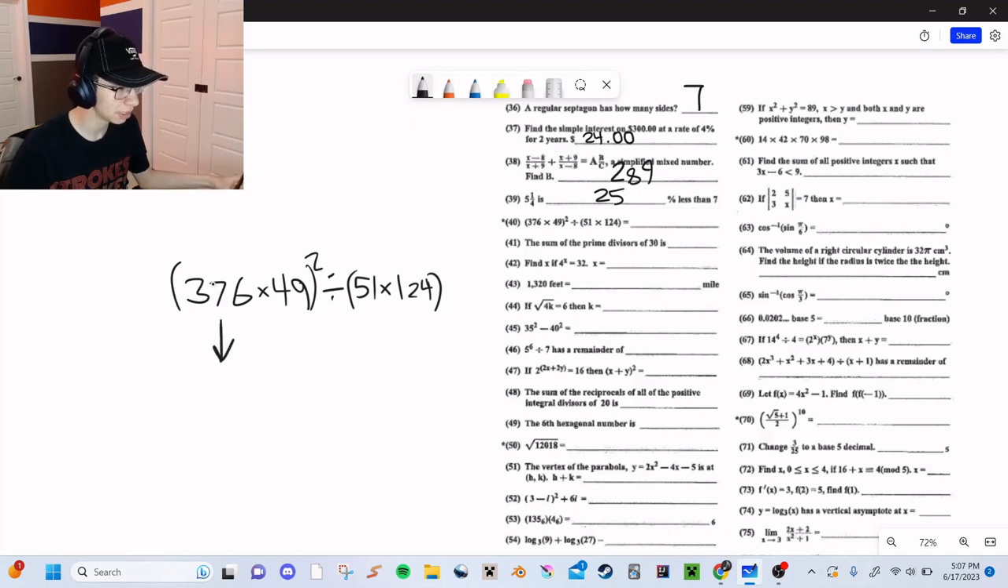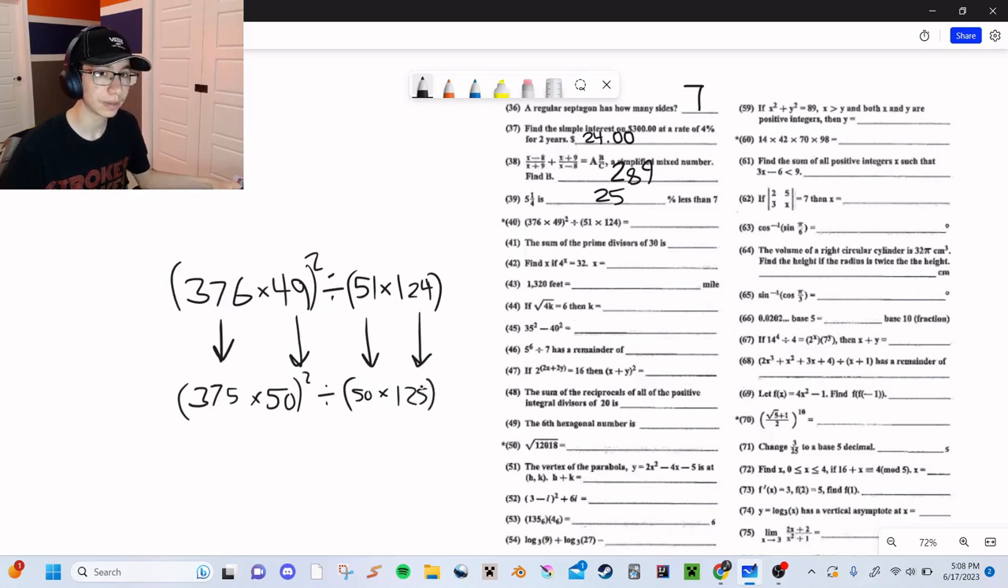I'll change this 376 into a 375. I'll change this 49 into a 50. I'm going to change this 51 into a 50. And I'll change this 124 into a 125. Now look at what I've done. I've made it a lot easier myself, and here's why.